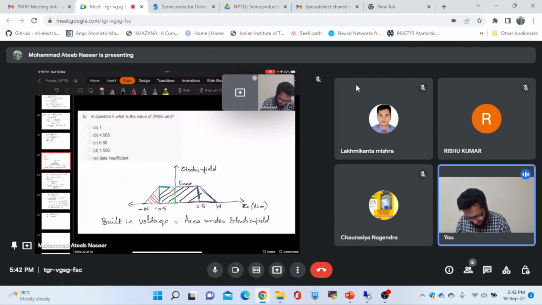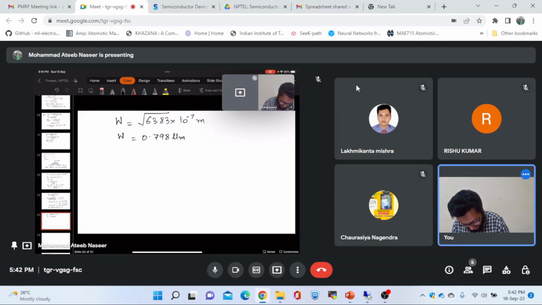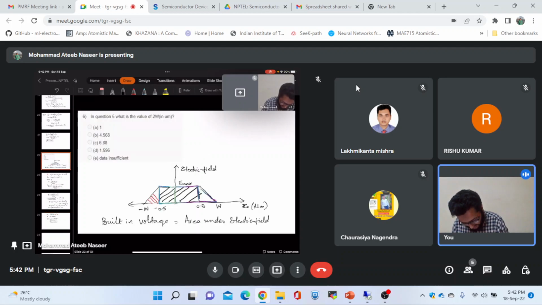So what is the value of 2W? I have to multiply this by 2. 2W will simply be equal to 2 into 0.798 micrometers, and it should come out to be equal to 1.596 micrometer. So let us check the option. It is option D.